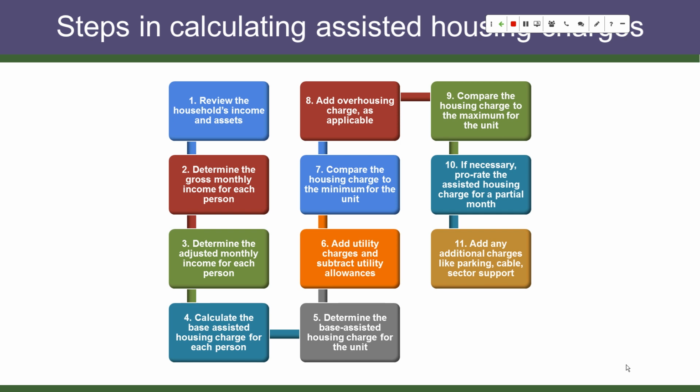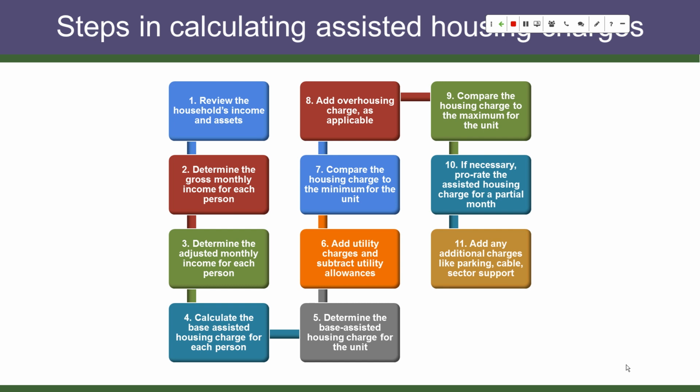Then you want to do the calculation to determine the base assisted housing charge. So is it a primary occupant at 30%? Is it someone on social assistance that is under the threshold to use the scale? Or is it a secondary occupant who is under the age of 18 and you use the 15% on the first 1,000? Once you do that, you want to look at all those calculations, put them all together, and determine what the base assisted housing charge is going to be for the unit.